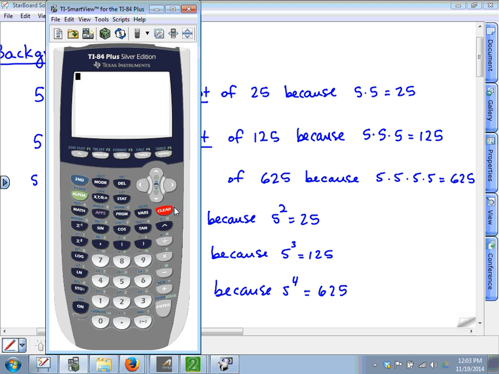So, before we do cube roots, we better make sure that you know how to do square roots on a calculator. You hit second, and then the x squared, and then you can type in whatever you want. Square root of 81 equals 9. So that's how square roots work.